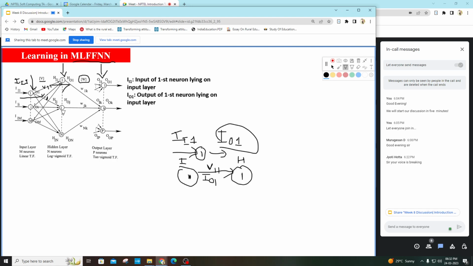Yes, sir. Clear. Okay, so similarly you can see here also, W1K, like first neuron is connected to kth neuron, so W1K. Okay. Yes, sir. Got it. Okay, so I hope this is clear. Let me erase it.